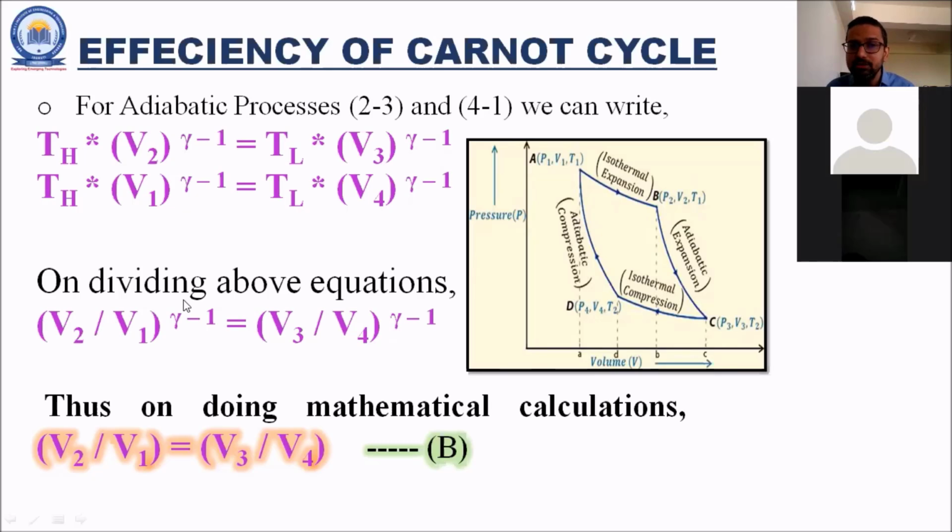On dividing both the above equations, TH will be cancelled, TL will be cancelled. So we get this answer: (V2 by V1) raised to gamma minus 1 is equal to (V3 by V4) raised to gamma minus 1.